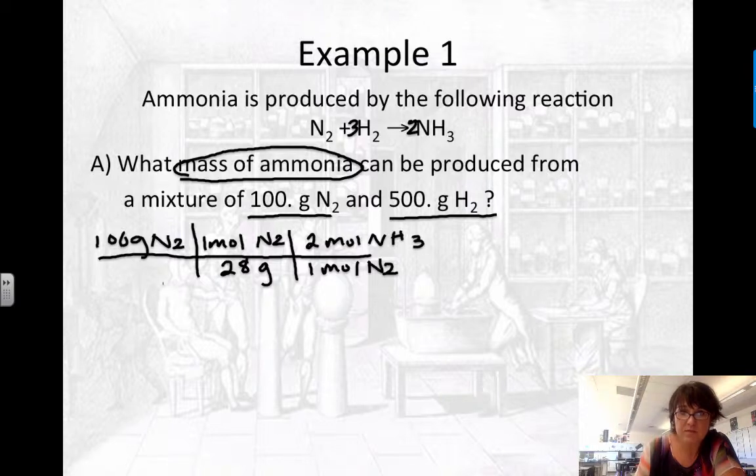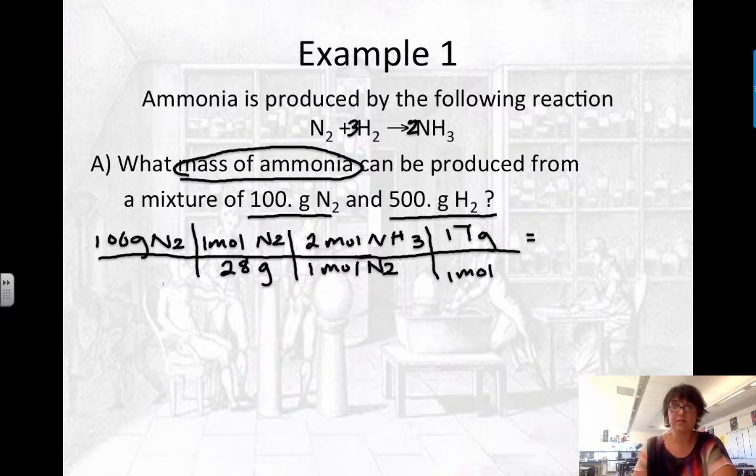But that's not the question. The question asked for grams of ammonia, so we still have to change moles to grams. So 1 mole of ammonia, add up 1 nitrogen and 3 hydrogens, is 17 grams. Okay. Now get your calculator and work this math through.